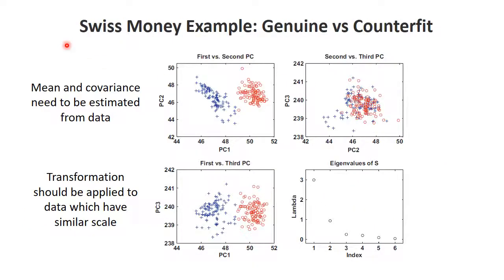So if you apply that to the Swiss money example, now we're estimating all these terms, in particular the covariance matrix, then we can plot the various principal component scores. These are now the factor variables in a lower dimensional plot. The first thing we can look at is the contribution of each eigenvalue to the total variance. Actually, this is just the eigenvalue itself.